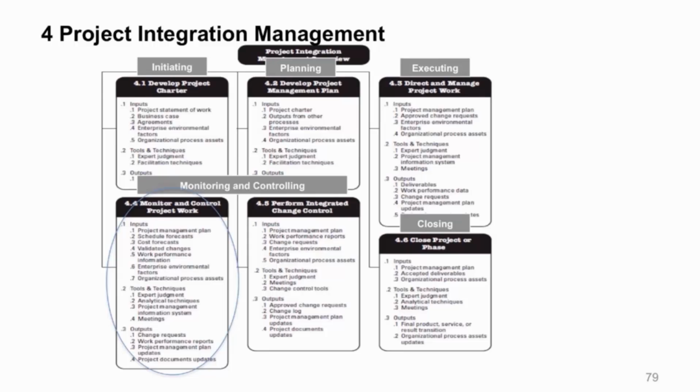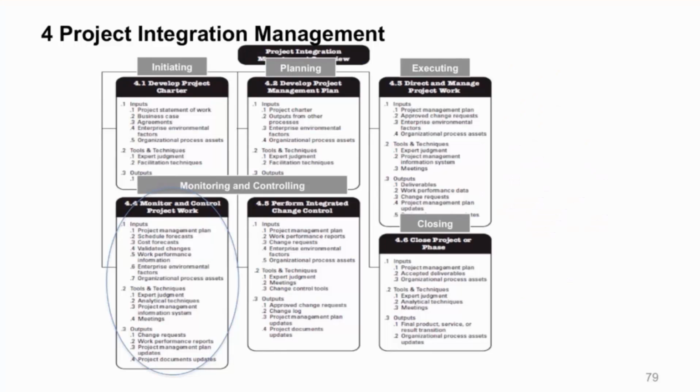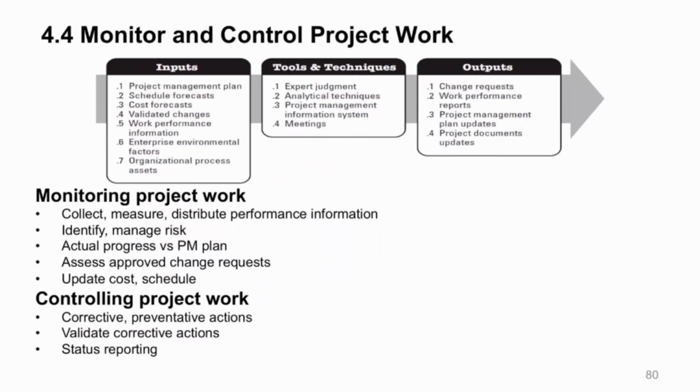Okay, well, let's talk about the fourth process in integration management, which is monitoring and controlling the project work. So we've already developed our charter and project management plan. We're in the midst of executing the work, and now we need to monitor and control it. And it's shown here. We're going to talk about 4.4. So here's our ITTO diagram, input, tool, technique, and output diagram. Monitoring the project work, basically what is that? It's collecting, measuring, and distributing performance information about how we're performing on the project. We can identify and manage risk during this process.